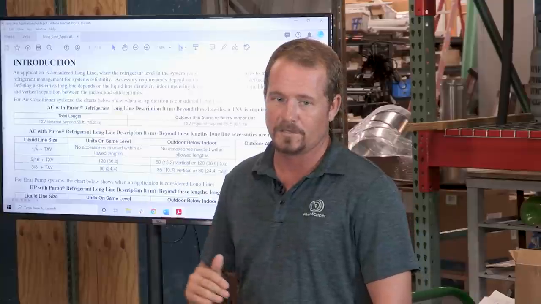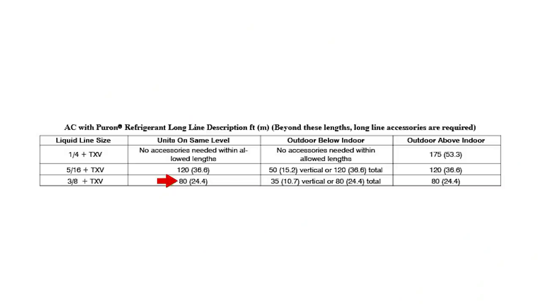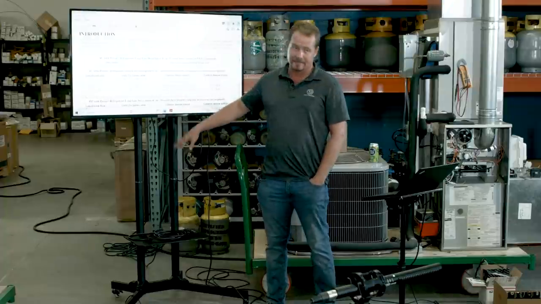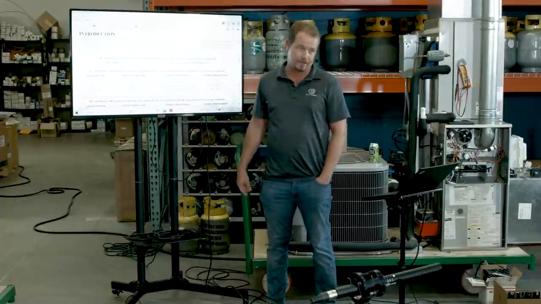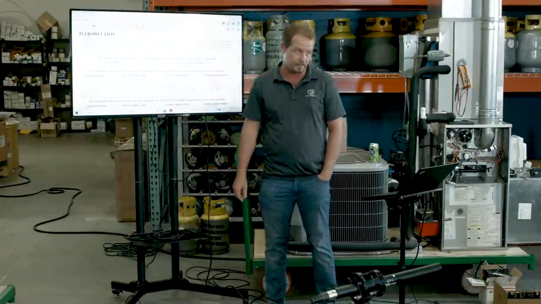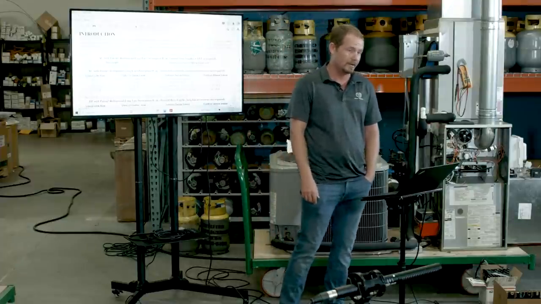Because then you would have refrigerant coming down the lines into the compressor. Correct. You have that gravity force that's going to drive more liquid into the compressor, right? So here's the point, though. Actually, I didn't even read it right. So 80 feet if it's on the same level, 35 if the separation is vertical, or 80 feet total length. So in some cases, it's going to be as low as 35 and as much as 80, somewhere in there. But there's lots of systems that have longer than even 80 feet.